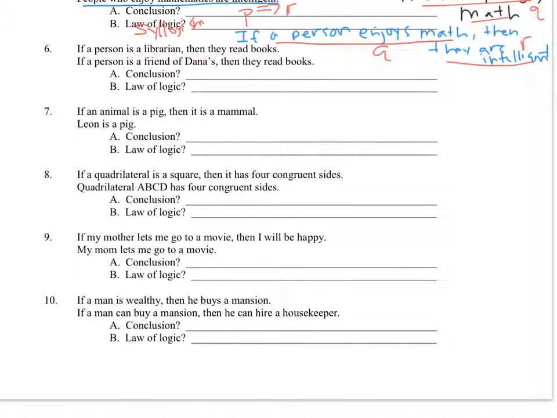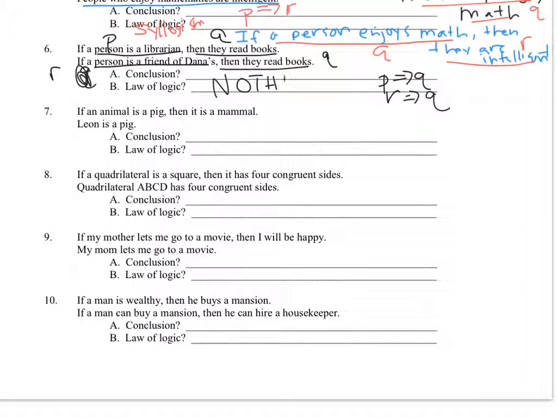Okay, the bottom half. If a person is a librarian, P, then they read books, Q. If a person is a friend of Dana's, this is new. So if it's new, I'm going to call it R. Then they read books, Q, because I already have a they read books right there. So I have P implies Q is true, and R implies Q is true. This is not the law of syllogism or the law of detachment. So you say nothing can be concluded.